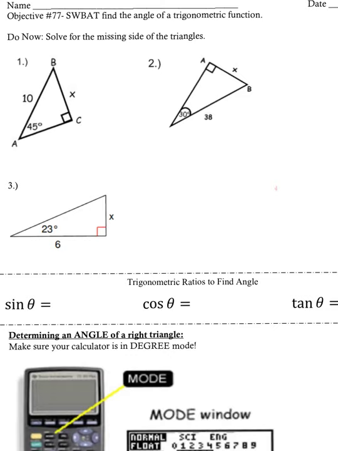Hey guys, today we're going to be finding the angle of a trig function. Okay, so at the top of the page is the do now, so I will write in the answers. Make sure that you pause it, do it yourself, and then check your answers, okay?